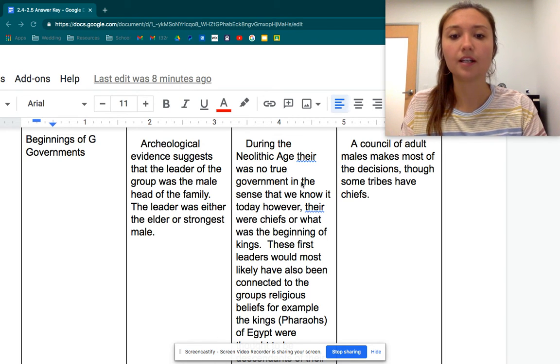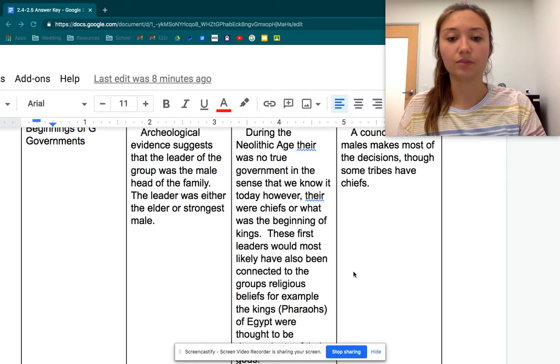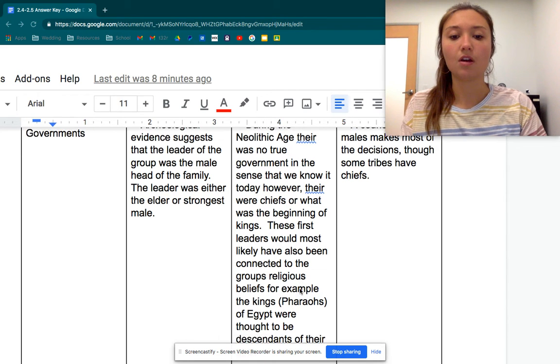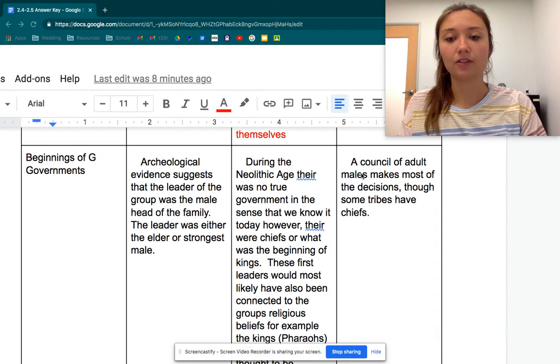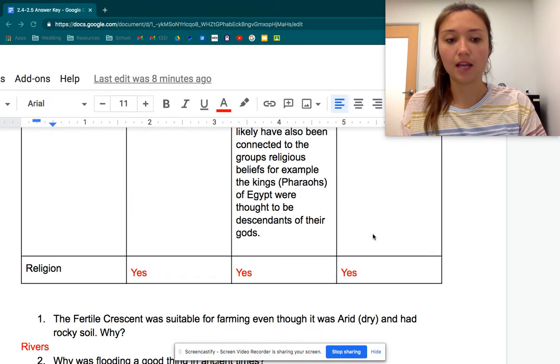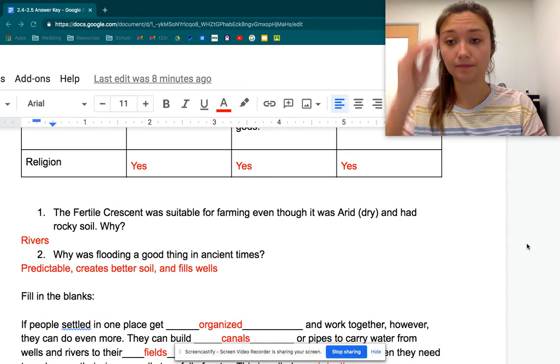Neolithic, this middle column here, during the Neolithic age, there was no true government in the sense that we know it today. However, there were chiefs, or what was the beginning of kings. These first leaders would most likely have been connected to the religious groups' beliefs. For example, the kings, pharaohs of Egypt were thought to be descendants of their gods. And pastoralism, a council of adult males makes most of the decisions, though some tribes have chiefs. And religion. What's the religion? Yes, yes, and yes. Always religion. Always.